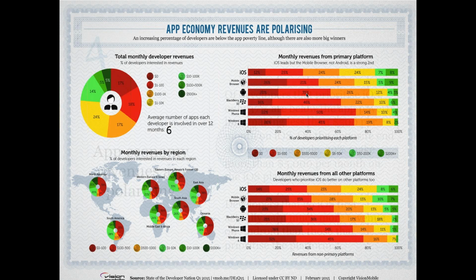You see lots more color here. If I can explain how to read those charts, on the top right you have monthly revenues by primary platform, and you see the greener the better, essentially. So the more green it means the more money per month is made by those developers. And you see how the second biggest grossing platform, if you like, in terms of developer revenues is mobile browser, followed by Android, followed by BlackBerry, followed by Windows Phone and Windows 8.